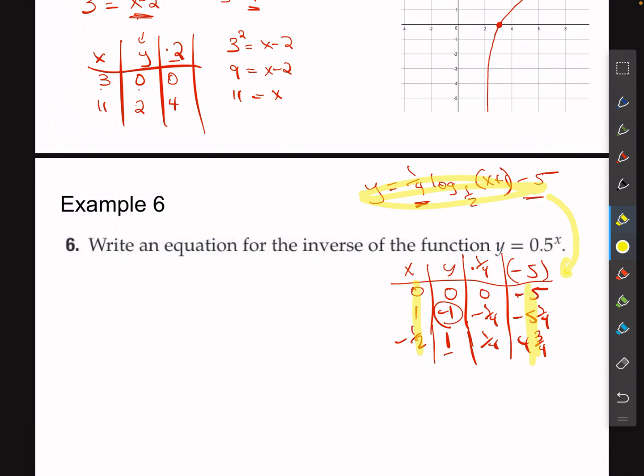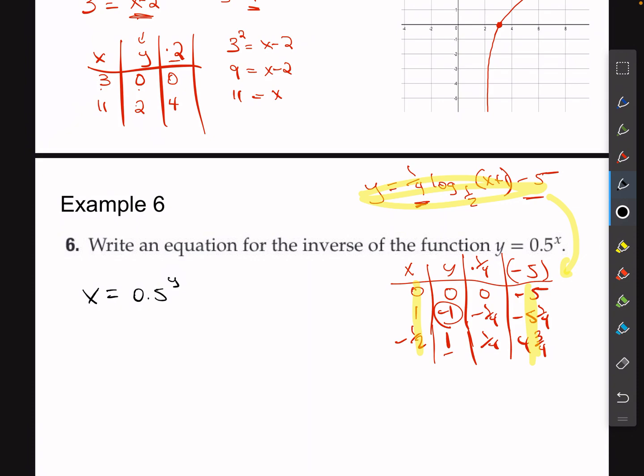So example 6 says, write an equation for the inverse of the function. To do that, we're going to swap x and y, so we would say x is equal to 0.5 to the y. And that is technically the equation for the inverse, but then we have to solve this for y. Okay, so how do I solve this for y?